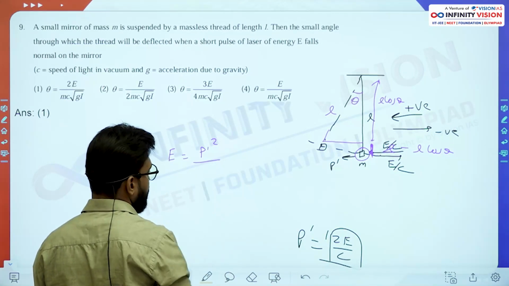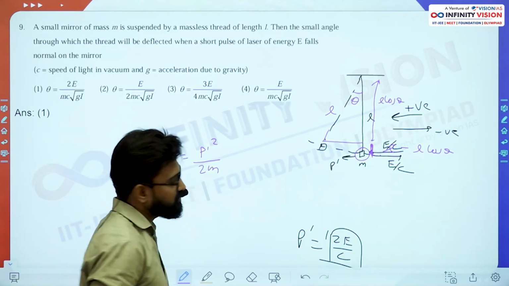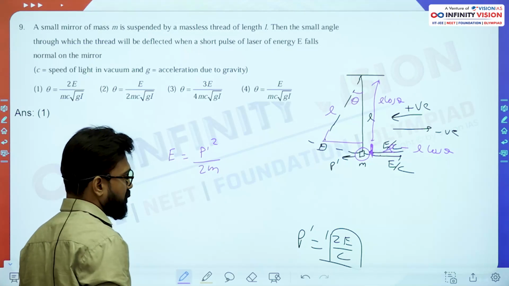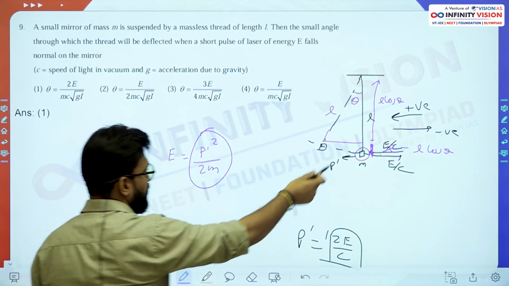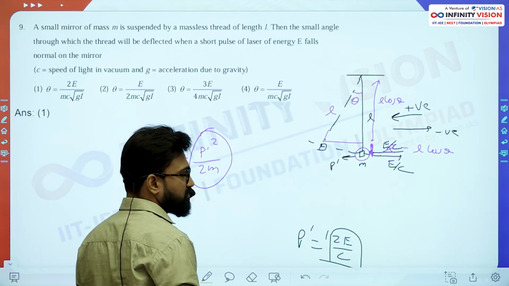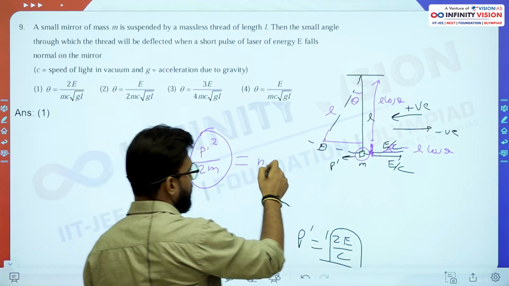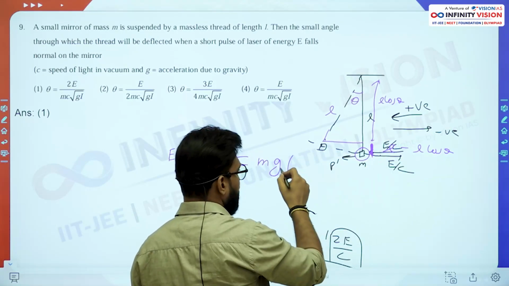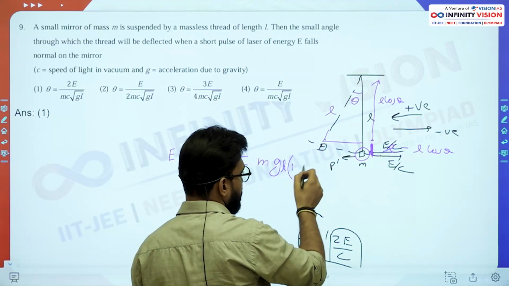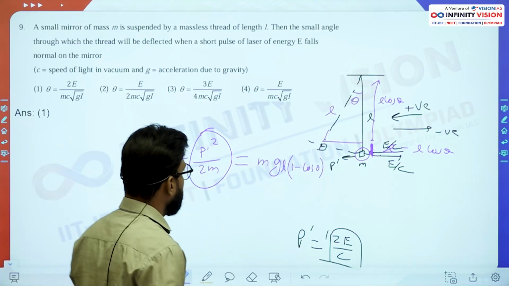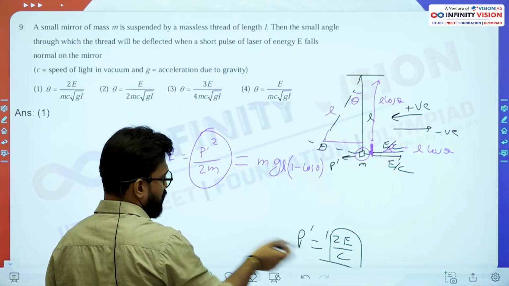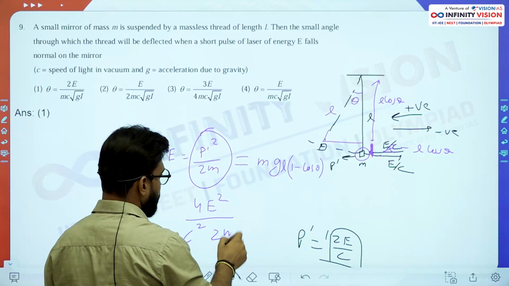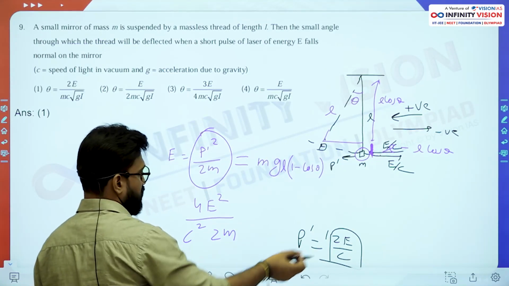So this is the total energy possessed by it in terms of momentum, P square by 2m. So this entire energy will be consumed in increasing the potential energy of this mirror. So it will be m into g into h, where the height through which it will move up is L minus L cos theta. I'm going to take L as common, 1 minus cos theta. And P dash whole square comes out to be 4E square by C square into 2m. Okay, so this is the expression that we are getting.